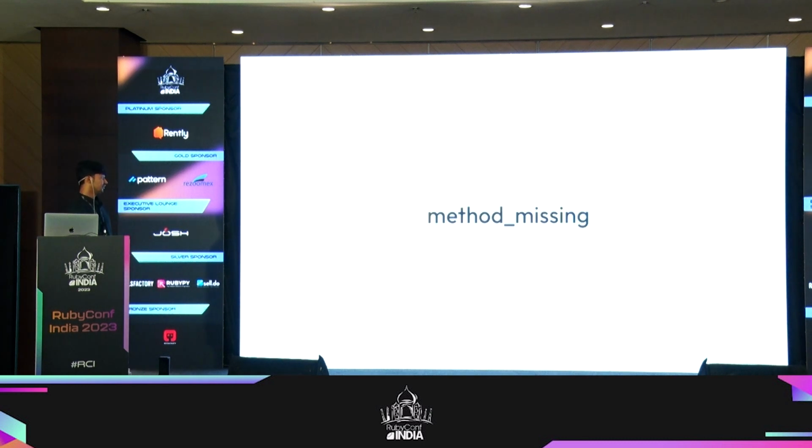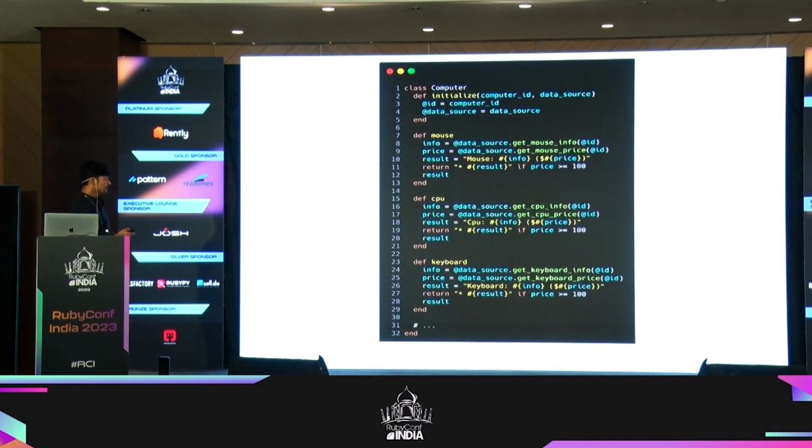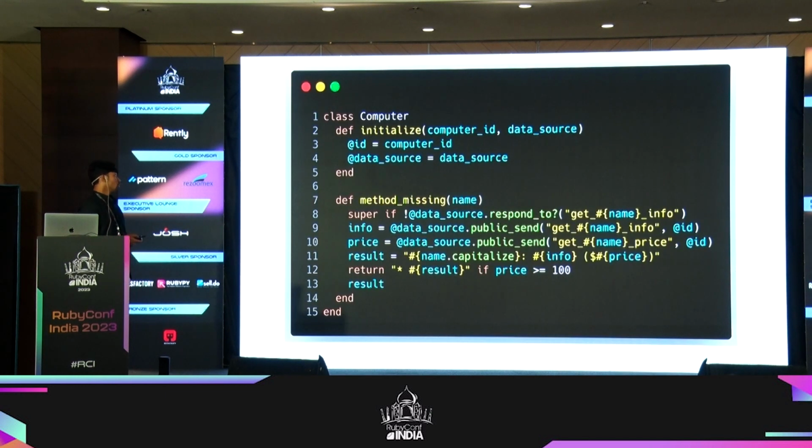Let's see about method missing. With the same class, we are using another approach to solve it. Here, if you see, I have overridden method missing. That takes the name of the method, and we call super. If our data source does not support that method, it will call no method found. And the rest of the code remains the same. Info, price, it gets from the data source. And if the price is greater than or equal to 100, it marks it with a star flag. So that's how we utilize method missing to solve it.